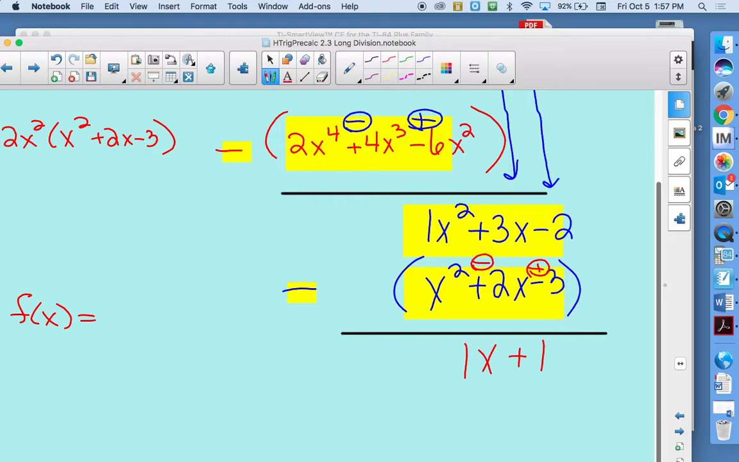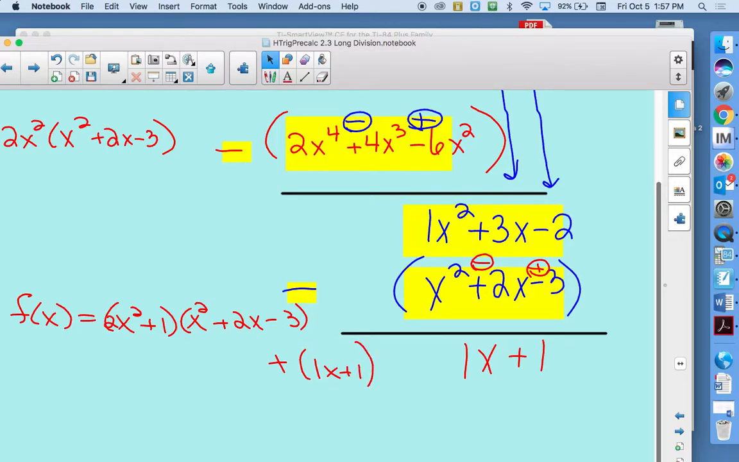And when I write my answer, I usually write the number of terms that are the least first. So the quotient has 2 terms in it. That was just the 2x squared plus 1. And then the divisor was x squared plus 2x minus 3. And then the remainder is that 1x plus 1. As long as you have the divisor and the quotient next to each other, the order that they're in does not matter. The remainder has to be that second piece, that extra addition.